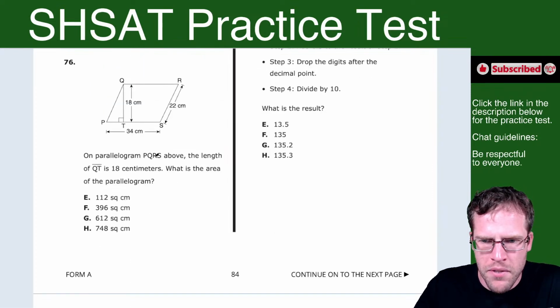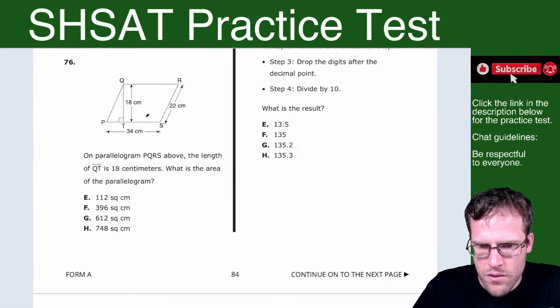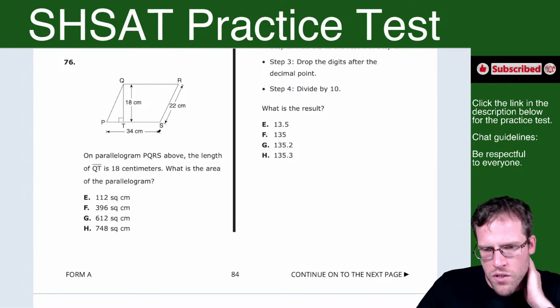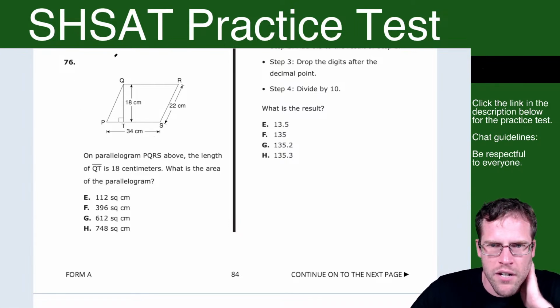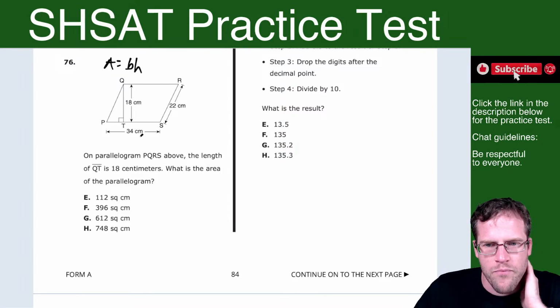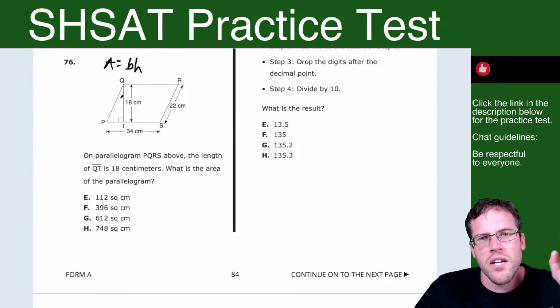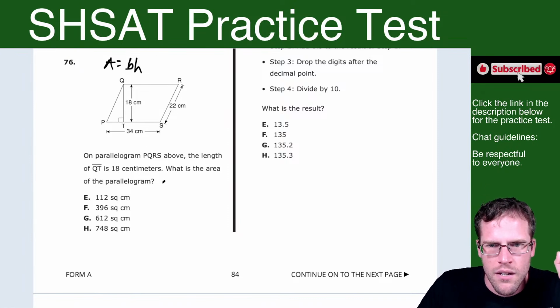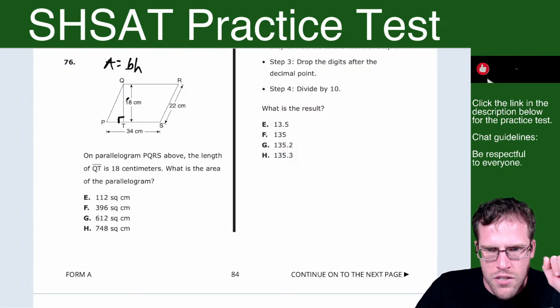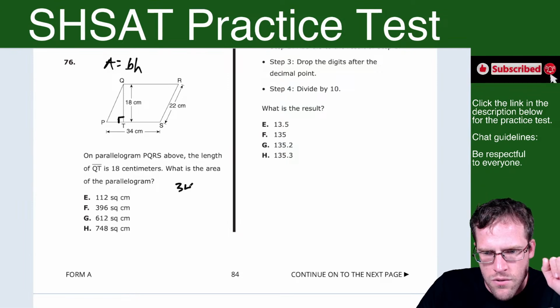76. Parallelogram PQRS. Above, the length of QT is 18 centimeters. What is the area of the parallelogram? The area of a parallelogram is just base times height. So the base is 34, the height is 18. If you know the formula, I guess it's not too bad. You don't have to get too crazy here. Someone might fall in the time trap of doing Pythagorean theorem or something to solve, but just know the area of a parallelogram is base times height. So the base here is 34, and the height, you see that 90-degree, straight line distance to the other parallel side is 18. So just do 34 times 18.